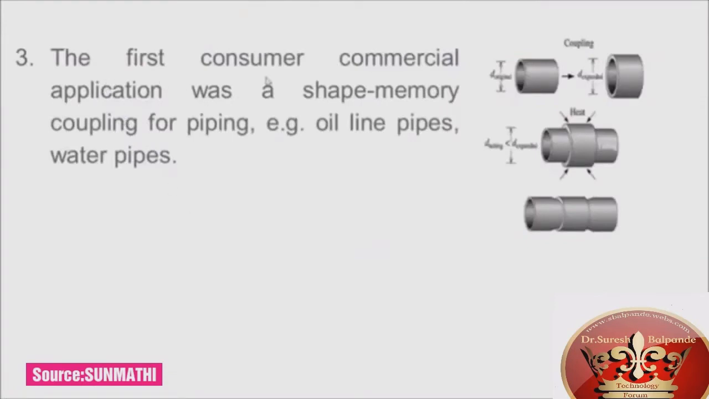Next one, the first consumer commercial application was of shape memory couplings or pipings. Example, oil line pipes and water pipes. So you take this, the small size of the pipe. So this is the coupling material, its radius is bigger. So it covers these two joining tubes. Then you apply the heat energy or thermal process. So it tightly binds with the tube. So it acts as the best coupling for these two connecting tubes.